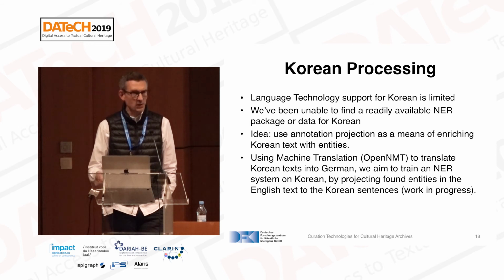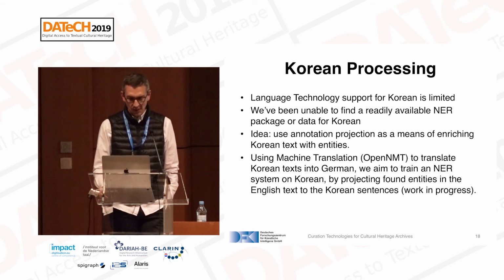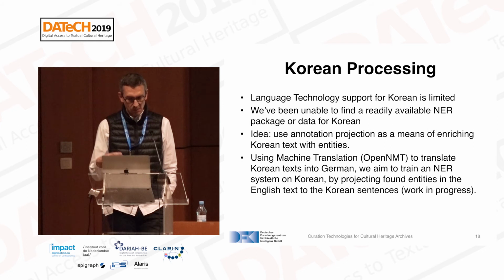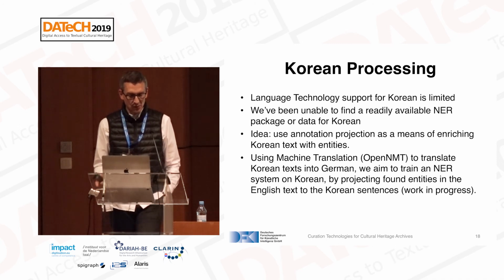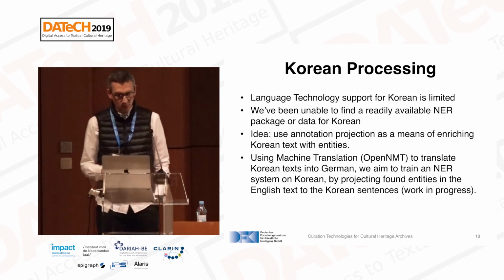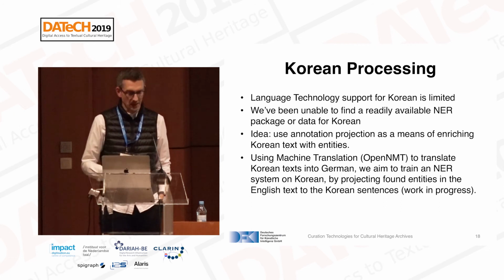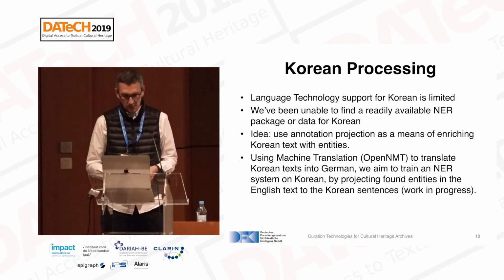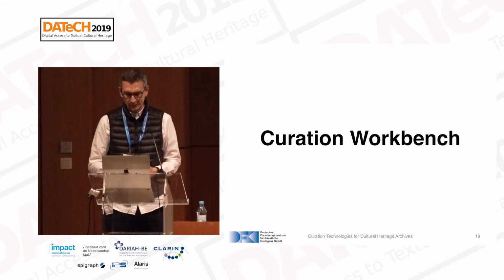But we have an idea, and the idea is to use annotation projection as a means of enriching the Korean text with entities. Similar methods can be applied in machine translation, for example. So the idea is to use OpenNMT, which is an open neural machine translation toolkit, to translate Korean text into German, and then to project the German annotations of the entities onto the Korean text. So this will probably work, but only a little bit, I assume.